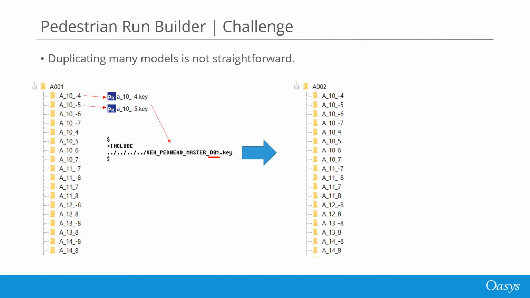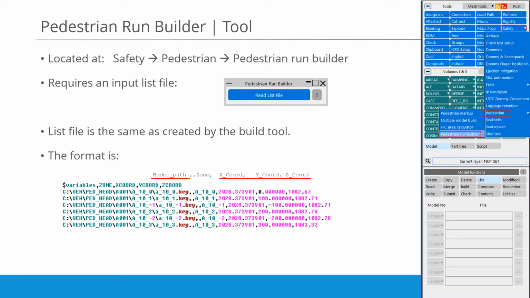So we need to create A002, and inside A002 we need to reproduce all of those subfolders, the keywords within those subfolders, and then we need to replace the master file reference in each one of those keywords. And the goal of the Pedestrian Run Builder tool is to streamline the process of creating those new directories and those new keyword files. You can find it under the Safety and Pedestrian menus in Primer.